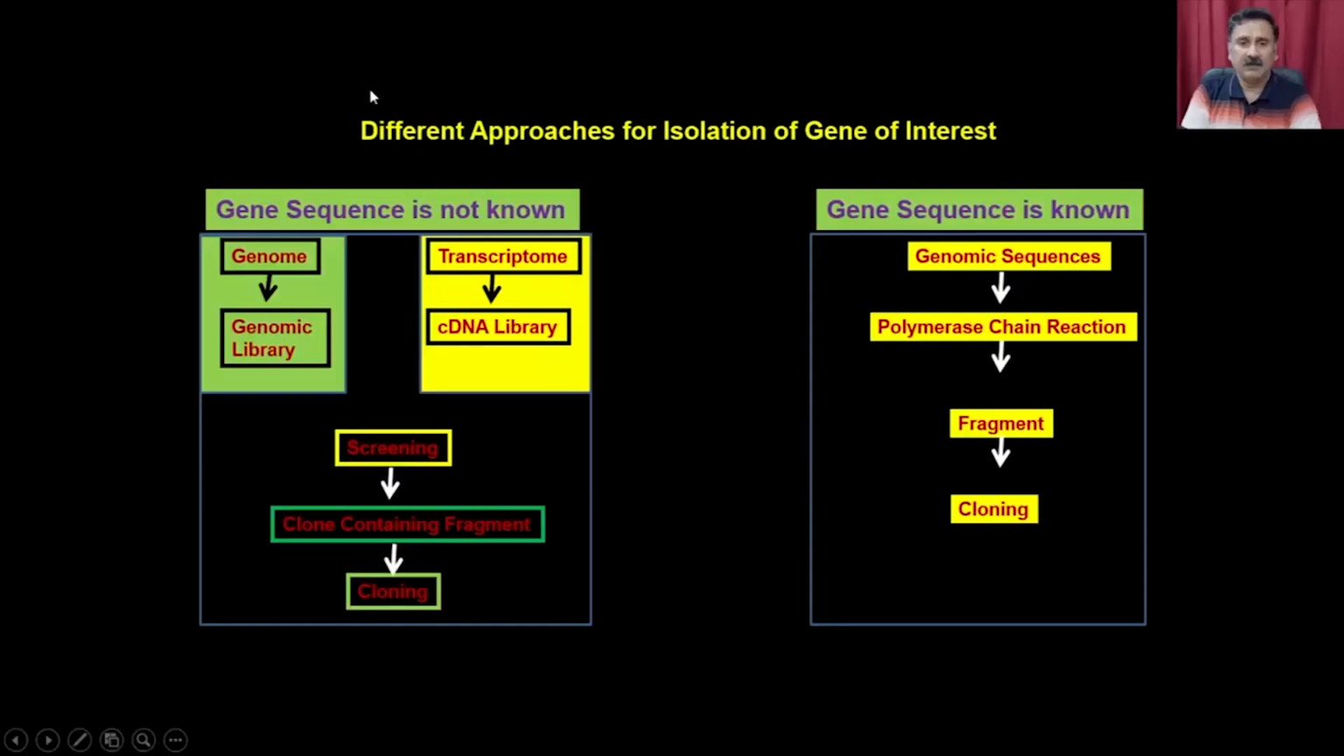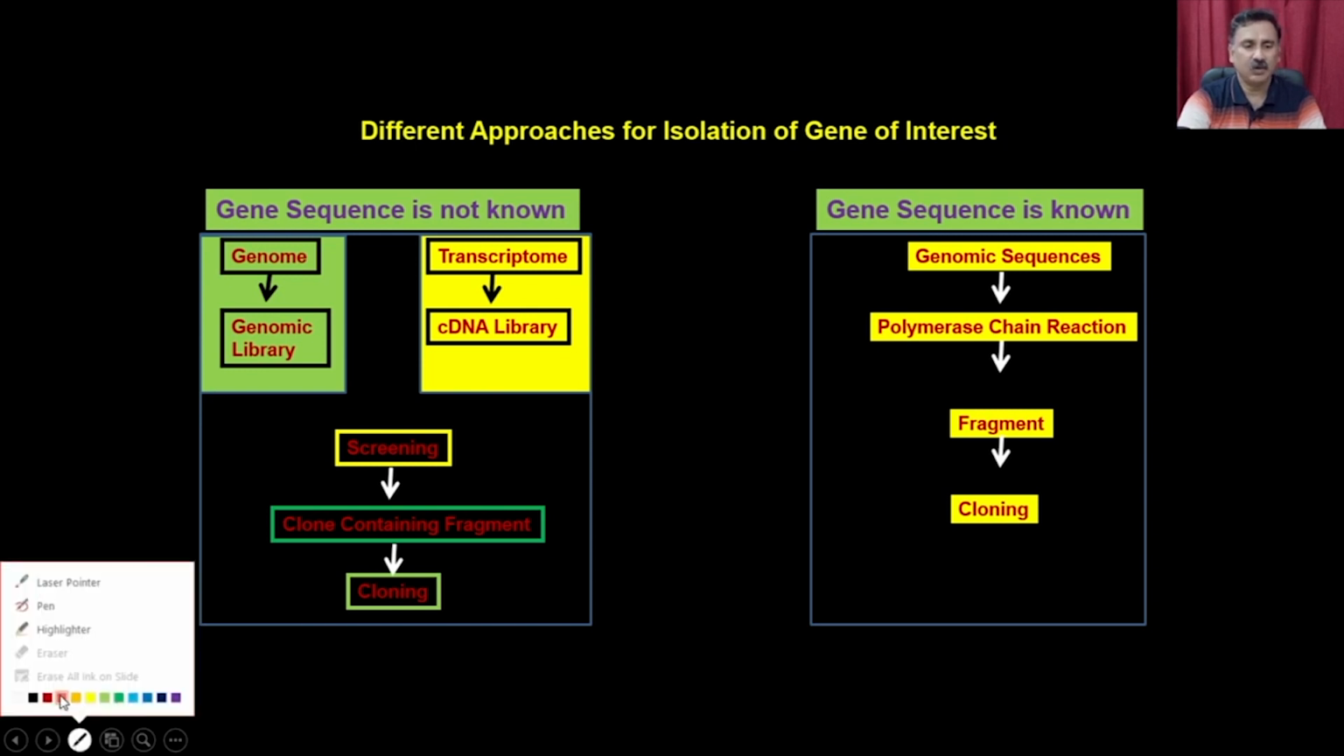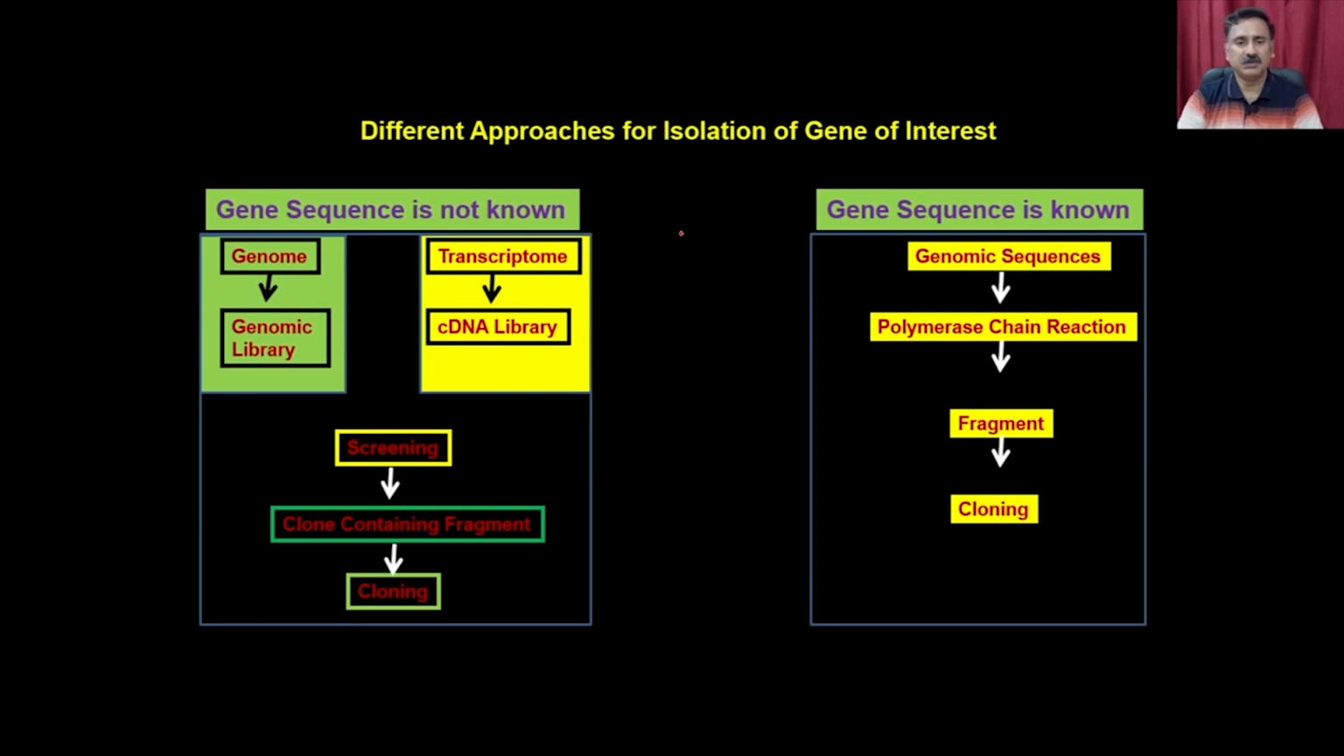We have already discussed the approaches for when the gene sequence is known. That is approach number 2. You take the genomic sequence, design site-specific primers, and perform the polymerase chain reaction, which gives you the amplified product. This amplified product can then be cloned into a suitable vector and used for enzyme production.